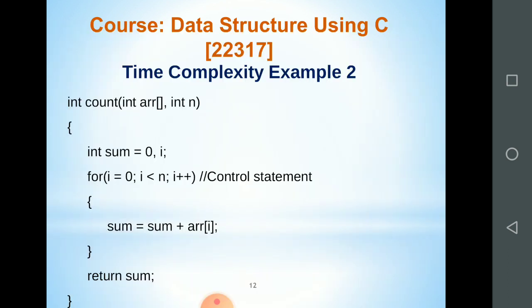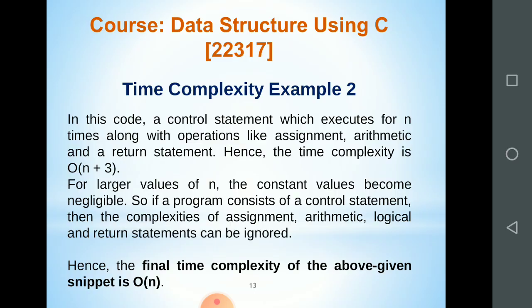We'll take the second example. Here the integer count is a function, an array is given and integer n is there. So we have to use a looping statement here. Sum is equal to 0 and i, 2 variables are declared. Then the looping statement, the control statement, i is equal to 0, i is less than n, i plus plus, and depending on that sum is increased, sum is equal to sum plus array of i, and we return the sum. In this code, a control statement executes n times along with operations like assignment, arithmetic and a return statement. Hence the time complexity is O of n plus 3.